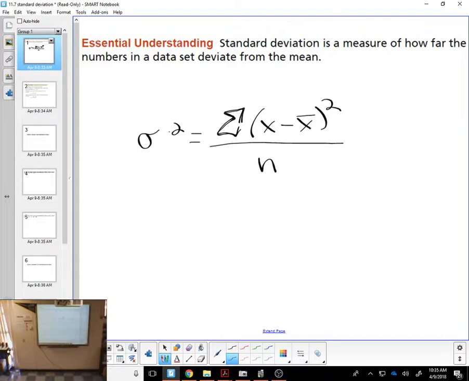What is that? This is what you need to know. This is the formula for finding variance.